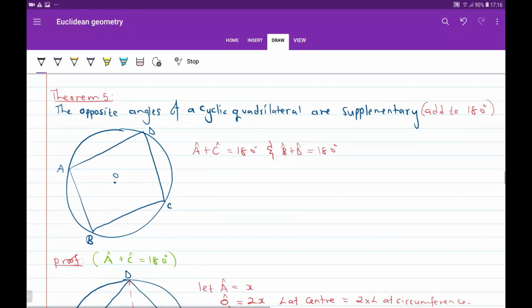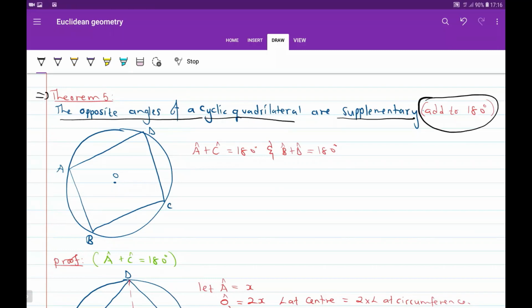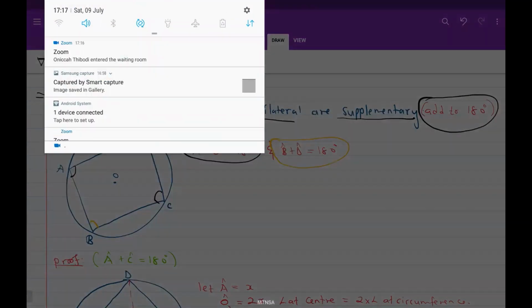Then we go to theorem number 5. It's for a cyclic quadrilateral. The opposite angles of a cyclic quadrilateral are supplementary. Supplementary means they add up to 180 degrees. So in this situation, when you add angle A and angle C, they should give you 180 degrees. Similarly, angle D plus angle B should give you 180 degrees. So that is with a cyclic quadrilateral.